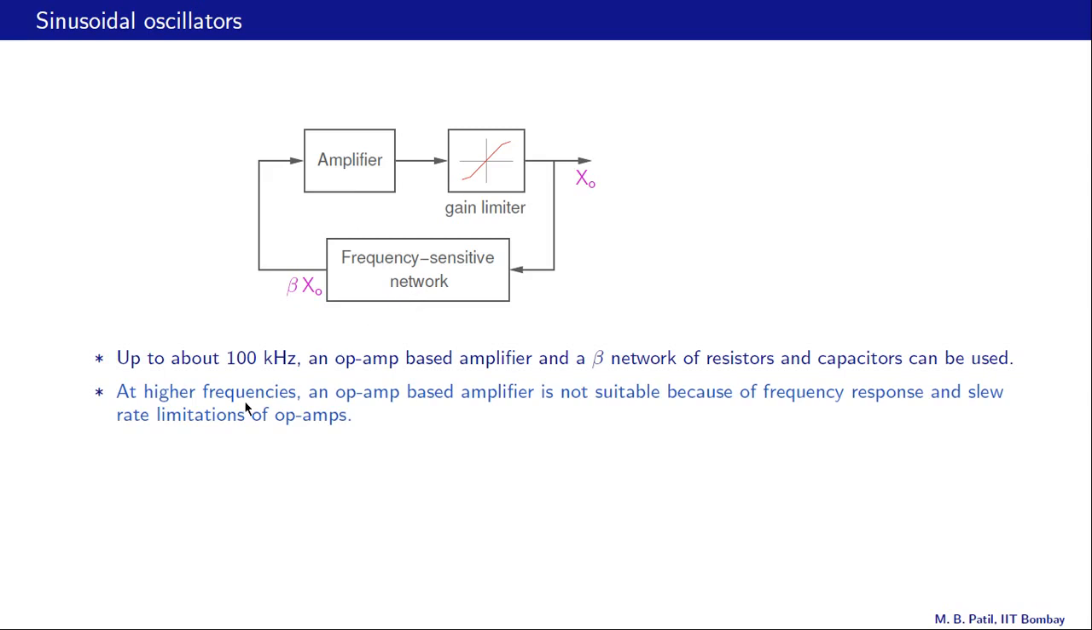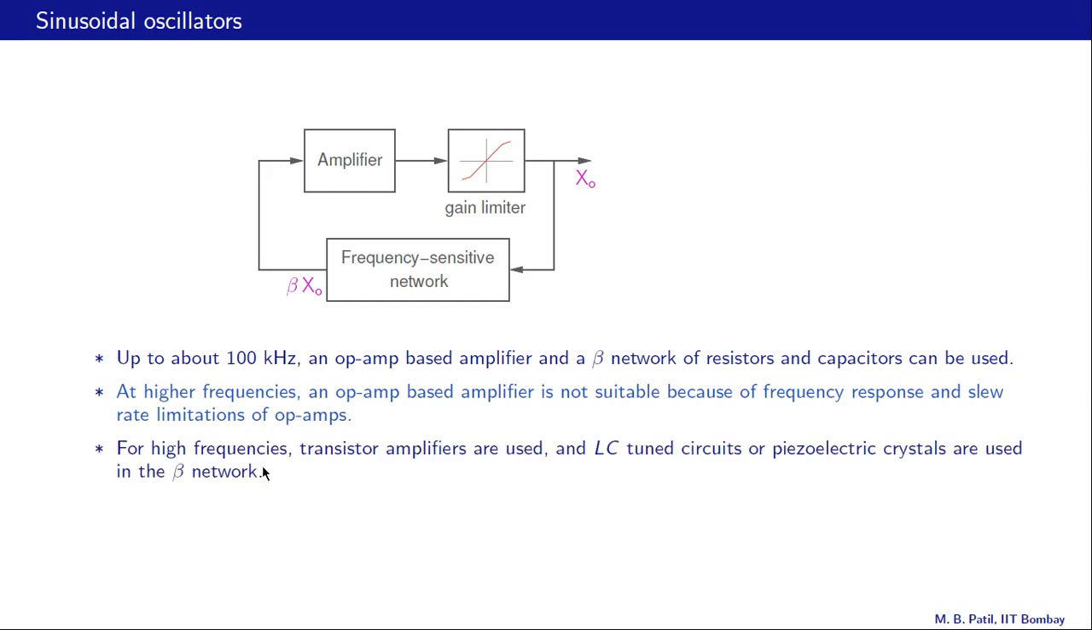At higher frequencies, higher than say 100 kilohertz, an op-amp based amplifier is not suitable because op-amps have limitations in terms of frequency response. They cannot operate at arbitrarily high frequencies, and also, as we have seen, op-amps have slew rate limitations. That means the output of an op-amp cannot rise or fall at arbitrarily high rates. So because of that, we need to find some other alternative at higher frequencies.